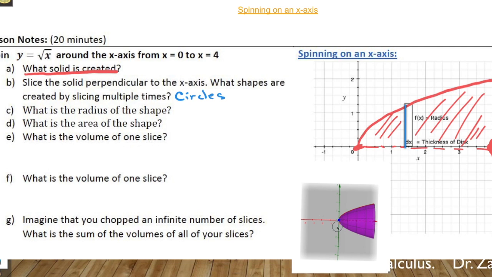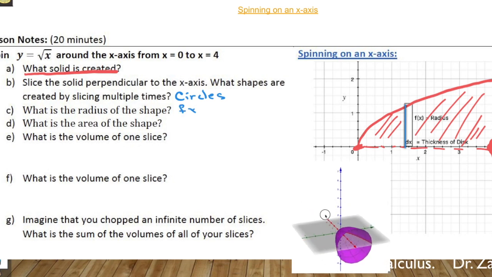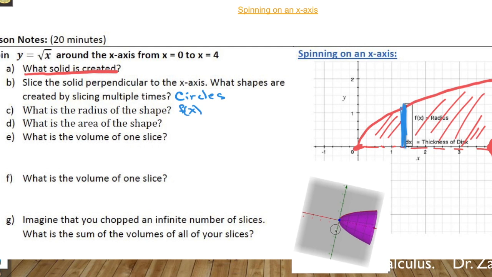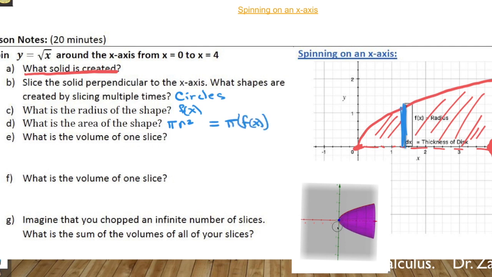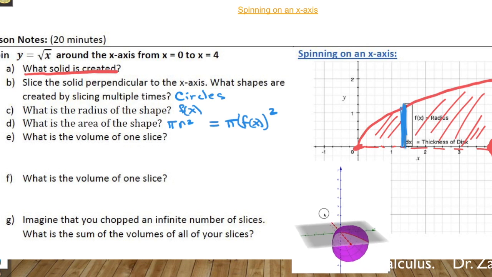Now what is the radius of the shape? The radius is actually the height of the line to where we are spinning. So in this particular problem, that would be f of x. Now the area has the shape of a circle, and so we know that pi r squared is the area, but the radius, as we said, is going to be f of x. So the area of our shape is pi f of x squared.